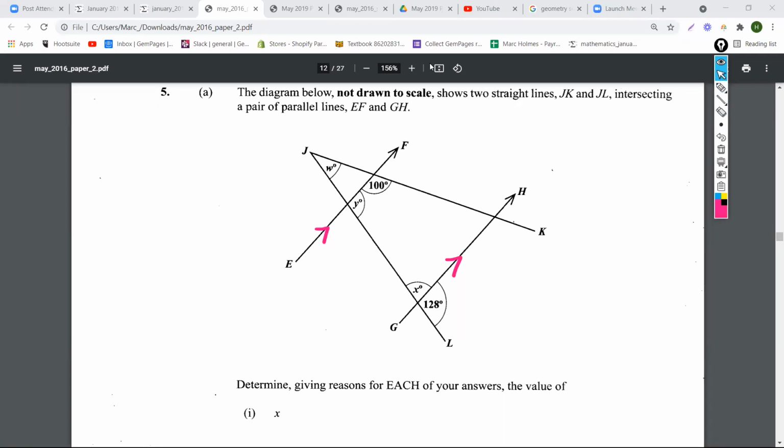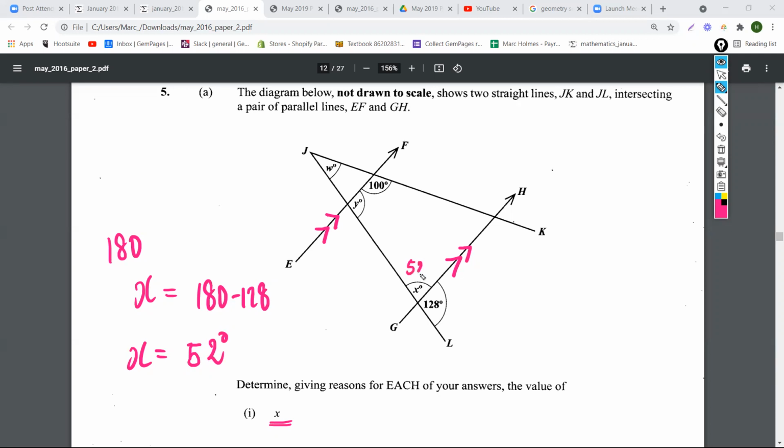So these lines are parallel, guys. Let me put a double arrow on them. Both of these are going in the same direction. The first thing they ask us to find is x, which is right here. Angles on a straight line add up to 180. So x should be equal to 180 minus 128, which is 52 degrees. That one is really easy. So here should be 52 degrees.